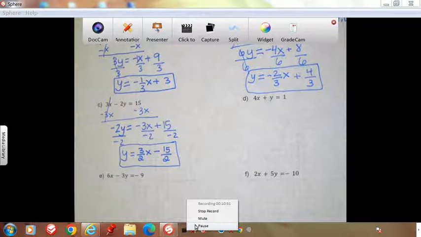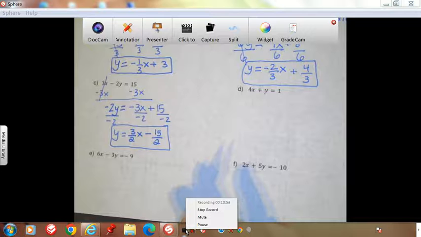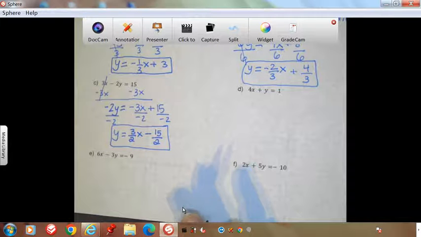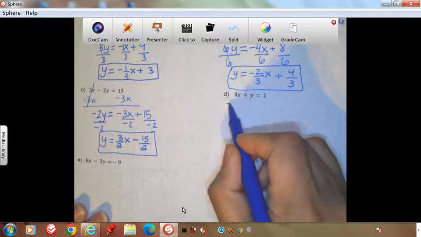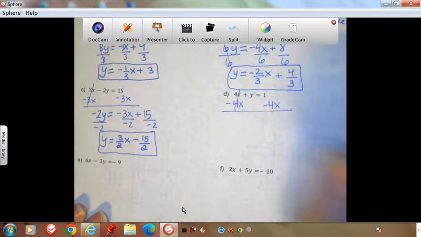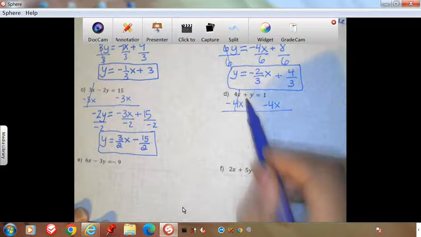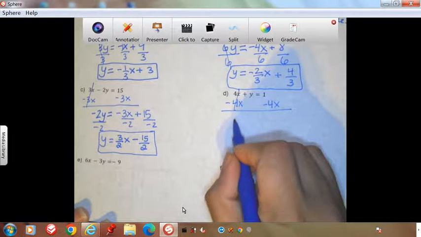Okay, and now we're going to try letter D. So we have 4x plus y equals 1. This one's a little bit easy. Let's see why. When I go to subtract 4x from both sides, because again, you always want to add or subtract first so that you can get the y by itself, you want to move that whole x term out of there. So you want y equals, and then again, put the negative 4x first, and then the plus 1.